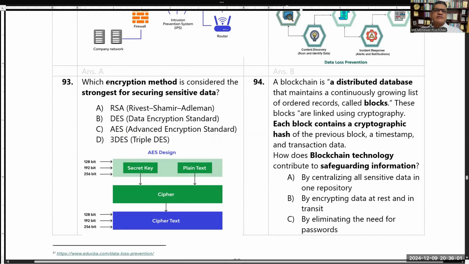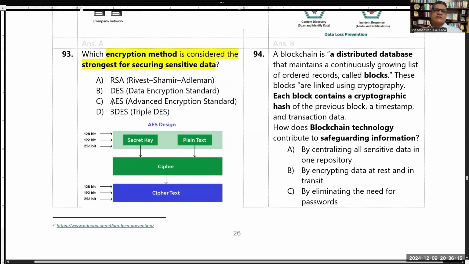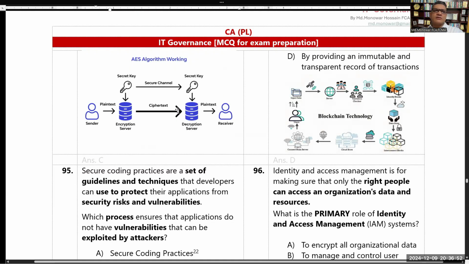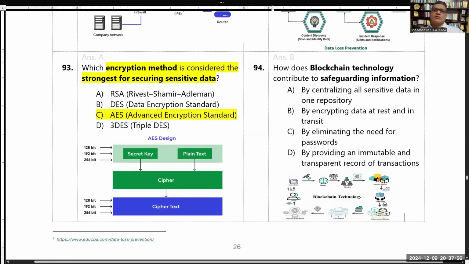Answer B. Which encryption method is considered the strongest for securing sensitive data? It is the Advanced Encryption Standard. Answer C. So, Advanced Encryption Standard, this encryption method is considered the strongest for securing sensitive data. Data flow algorithm of AES. Now 94. How does blockchain technology contribute to safeguarding information?